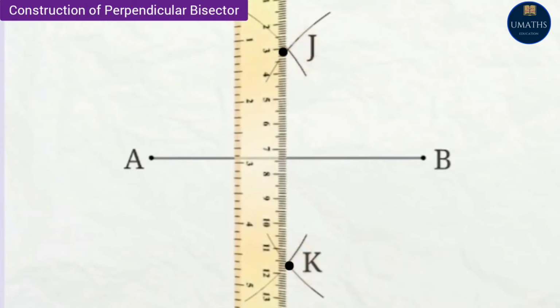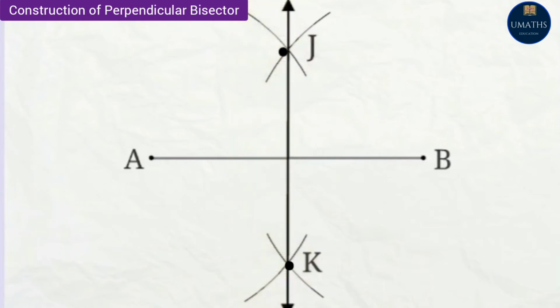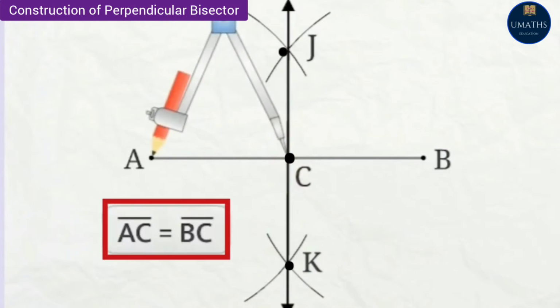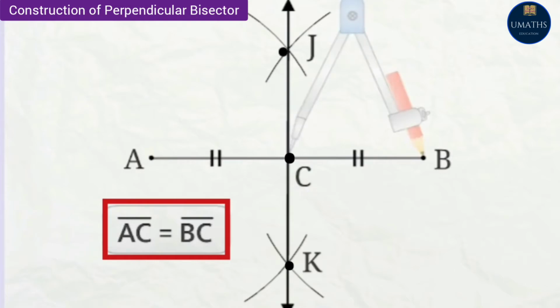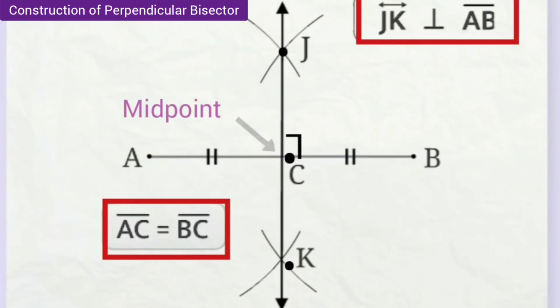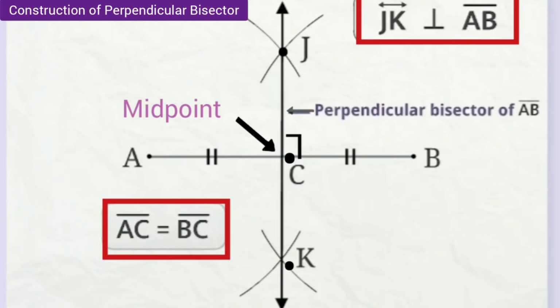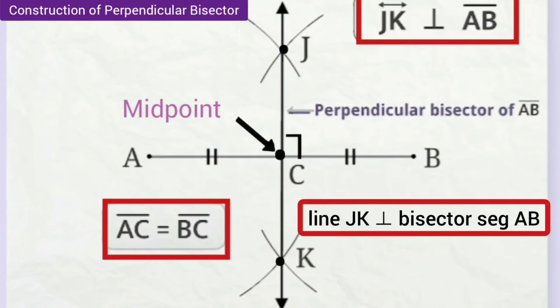Join J and K with the help of a ruler. It cuts the line segment AB at point C. Line JK divides line segment AB into two equal parts. Here AC and BC are equal in length. Point C is the midpoint of line segment AB. Also, line JK is perpendicular to line segment AB. Hence, line JK is the perpendicular bisector of line segment AB.